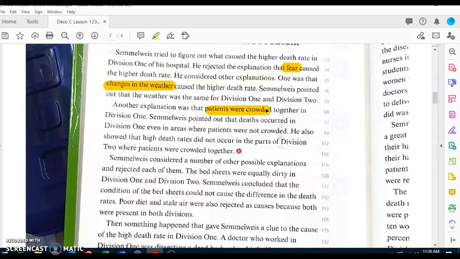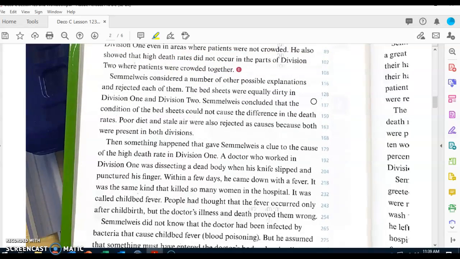Good job. Now, why did Semmelweis rule out weather as an explanation? Semmelweis ruled out weather as an explanation because the weather was the same in both divisions. Good. So let's go ahead and go back to the story and find out where we can highlight that part. So the weather was the same for Division 1 and for Division 2. Now let's go ahead and continue.